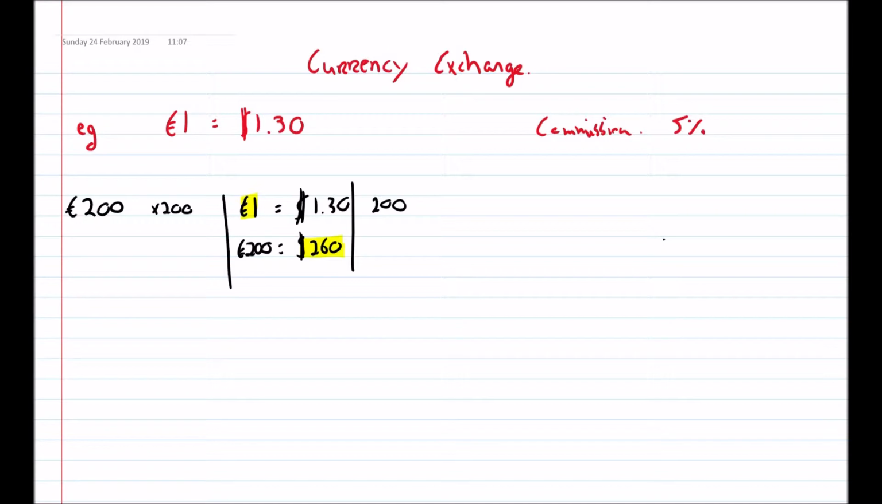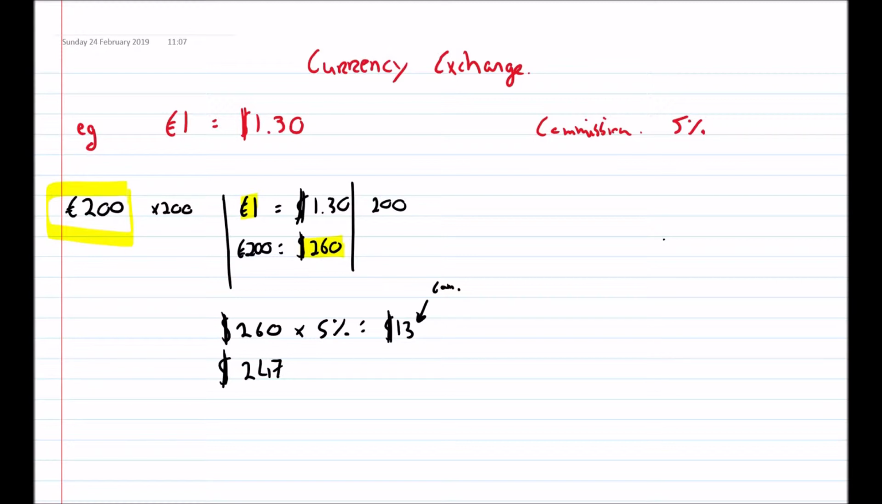So, if I wanted my 200 euros into dollars, but they were charging me 5% commission, I'd have to take my 260 multiplied by 5%, and that's $13, because it's dollars we have. So there's the commission, that's what they're charging me. If I take that away from the 260, I'd be left with 247. So $247 is what I get.